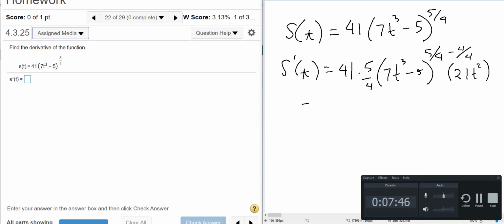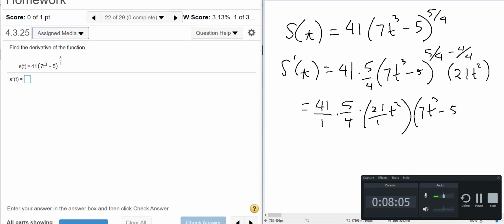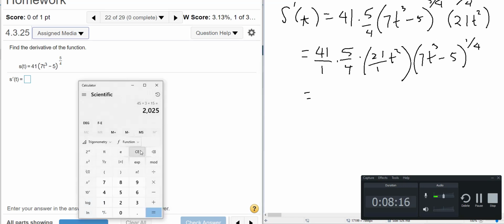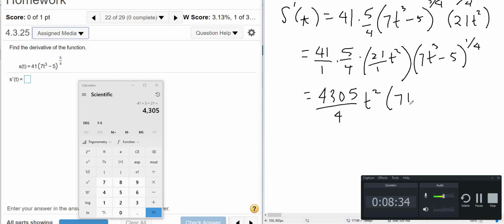Now I'm going to get these monomial and constant factors into the front. So 41 over 1 times 5 over 4 times 21 over 1 t squared times 7t cubed minus 5 to the 1/4. So we're going to simplify a little bit simply because we may need it later to be more simplified. So I'm going to take my calculator out. 41 times 5 times 21 is 4,305 over 4 t squared times 7t cubed minus 5 to the 1/4 power.